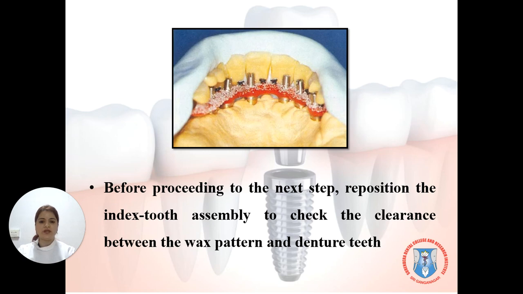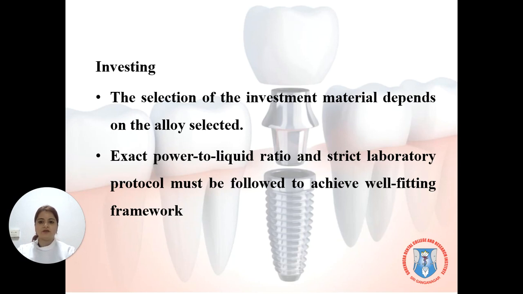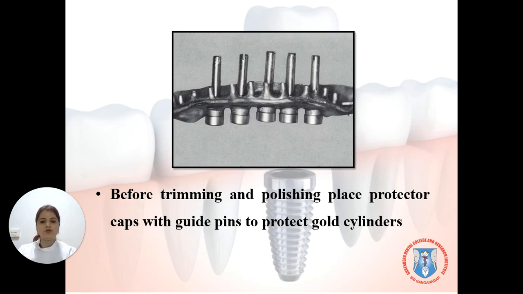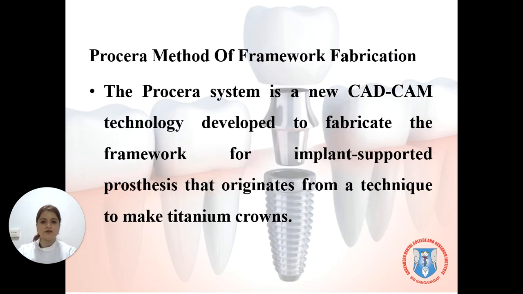Now before proceeding to the next step, reposition the index tooth assembly to check the clearance between the wax pattern and the denture teeth, as you can appreciate in this picture. Now investing is done. The selection of the investment material depends on the alloy which we have selected. Exact powder to liquid ratio and strict laboratory protocol must be followed to achieve a well-fitting framework. Then the casting is done. After investing, cover the gold screws with wax and then sandblasting is done. Before trimming and polishing, place protective caps with the guide pins to protect the gold cylinders.